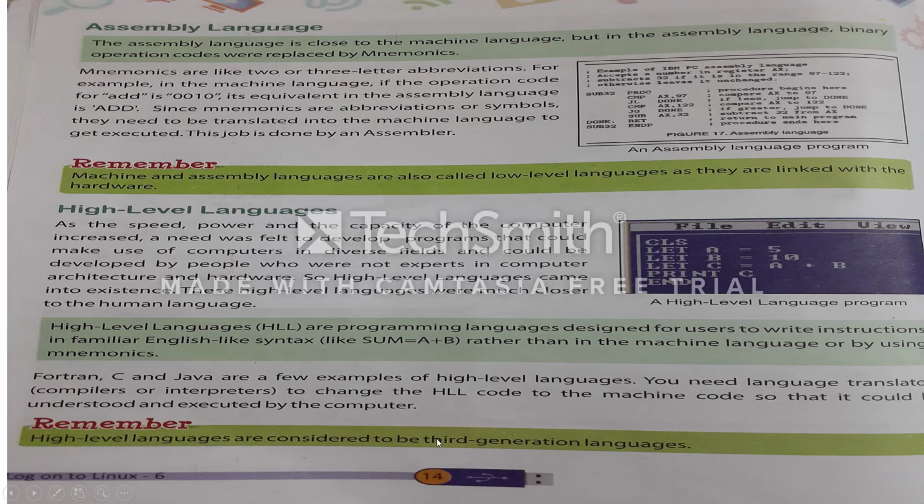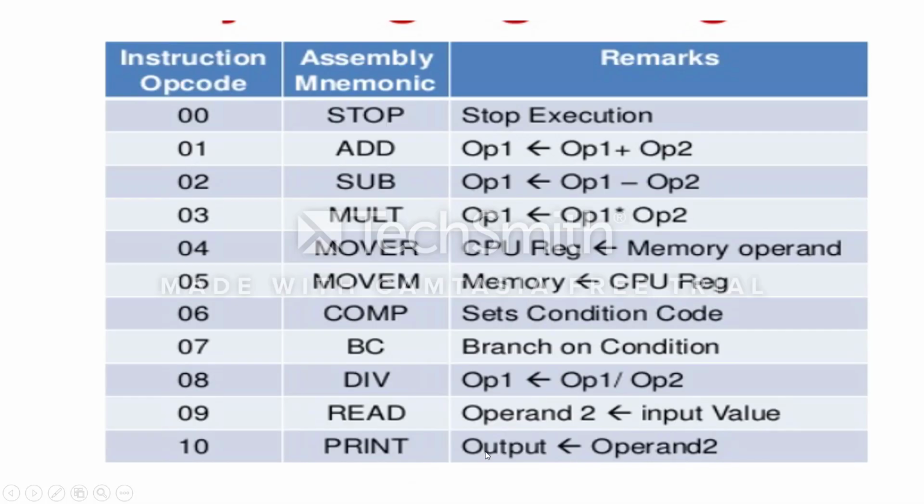Okay, so these are the different types of languages which are related to our computer. Okay, now children, we have the next topic. Over here children, in the slide you can see the different assembly mnemonic codes like stop, add, sub, mult, mover. So children, these are some of the codes which we use in writing the assembly language.